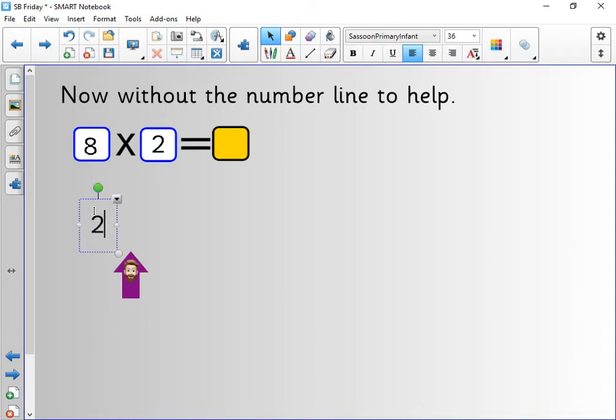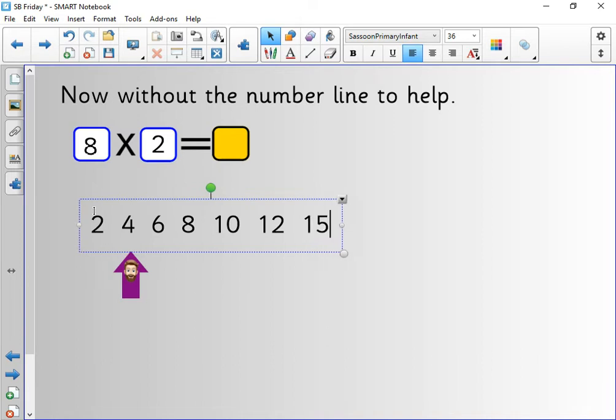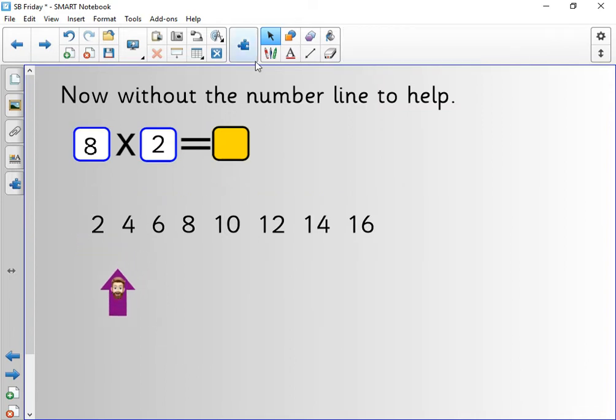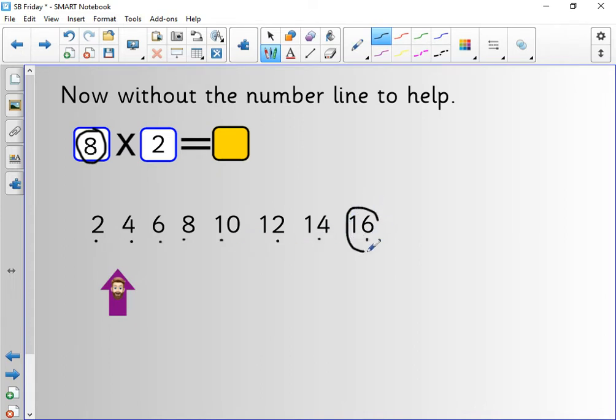So 2, what's the next one? 4, 6, there's my third jump. 8, there's 4 2's. 10, now I've got 5. 12, I've got 6 2's. Oops, 14, I've got 7 2's. 16, I think I've got 8 2's there. I'm just going to count that I've got 8 2's. 1, 2, 3, 4, 5, 6, 7, 8. So 8 2's are 16. And that's the answer.